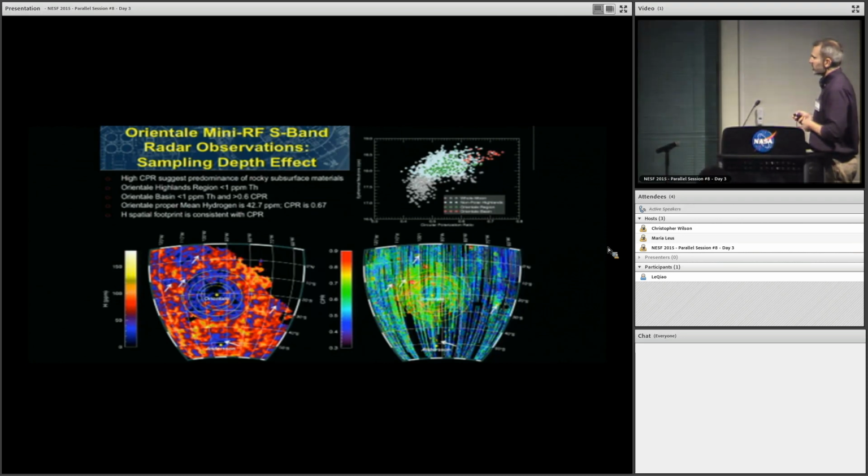And part of it might have to do with a sampling depth effect. Both of these are sampling more than the immediate surface. So with Lunar Prospector epithermal neutrons, we're talking about the upper 10 centimeters or so. With radar, we're talking centimeters to about a meter and a half, maybe at most. So we're definitely sampling things that may still be relatively immature just in the upper regolith.